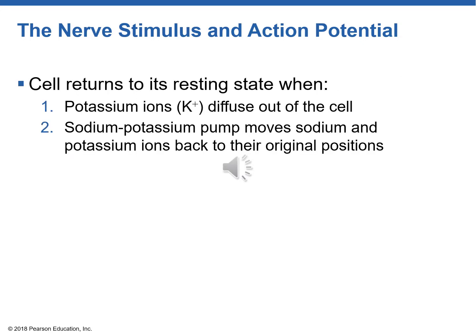So how then does the muscle cell reset and get ready for a new contraction? Well, this is how. It returns to its resting state because potassium ions will continue to diffuse out of the cell, and a sodium-potassium pump will use ATP to pump sodium and potassium back to their original positions.